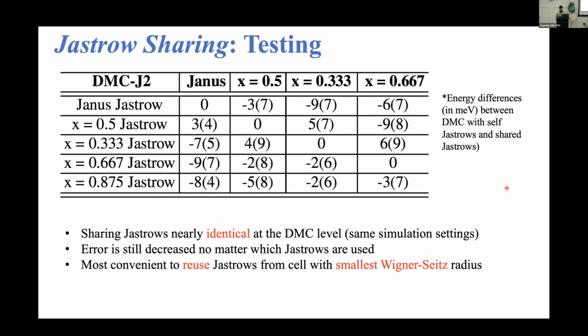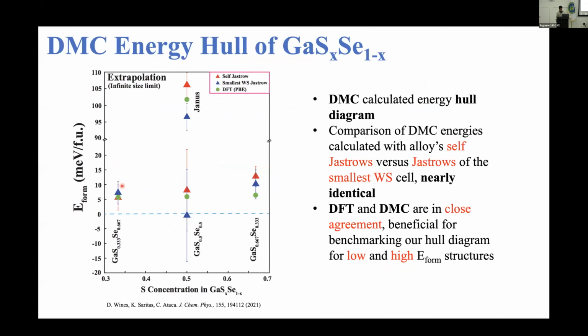So here's just a difference between VMC with the self Jastrows and the shared Jastrows. And we find that sharing Jastrows between materials in this chemical system for gallium sulfur selenide is nearly identical at the DMC level. And the error is still decreased no matter which Jastrows are used. So it would be most convenient to use the Jastrows from the cell with the smallest WS radius, which was from here, and then perform the desired calculations that way.